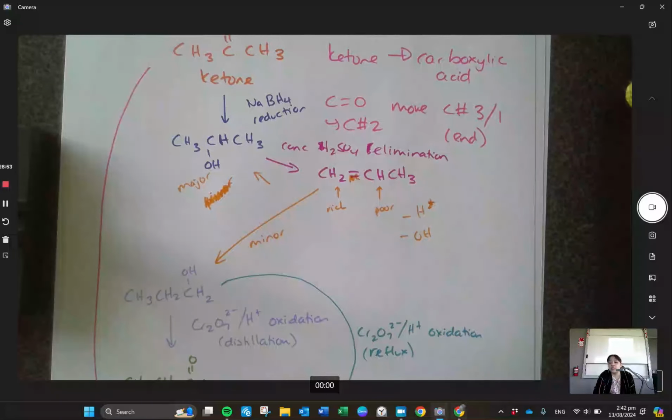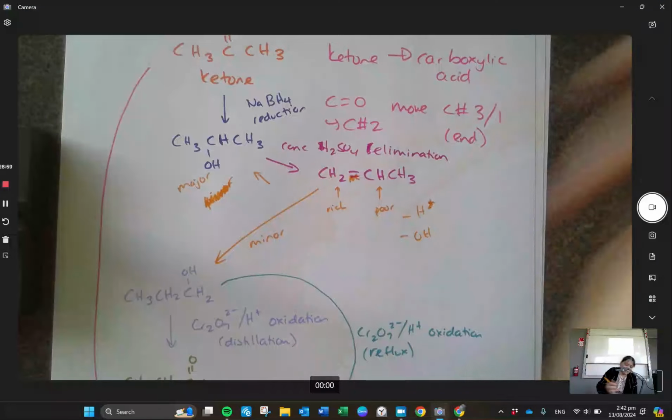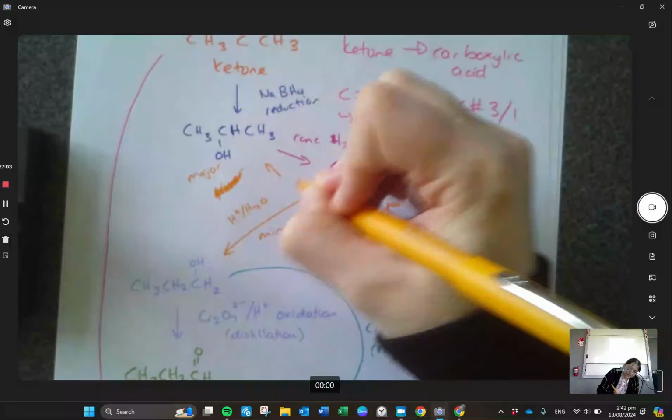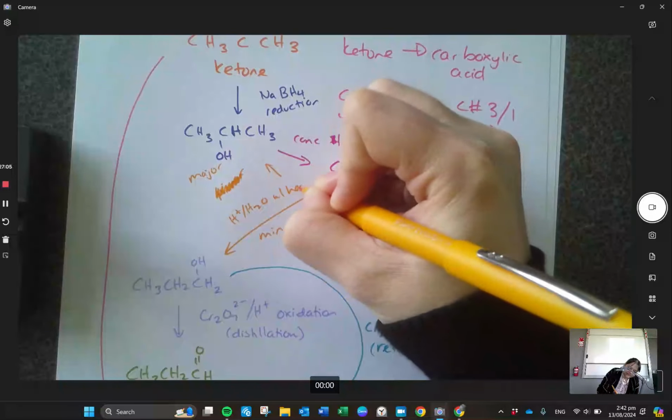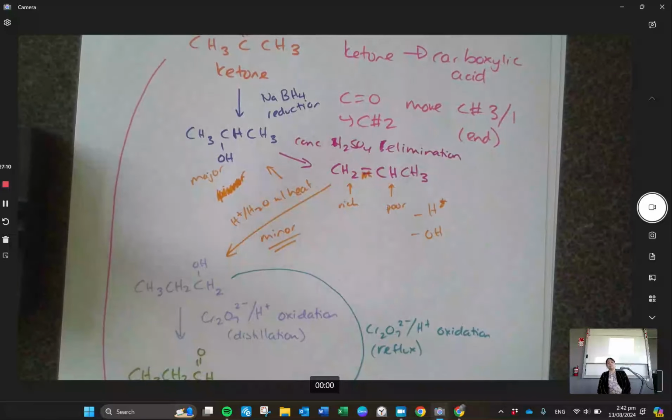So let's double check what we need reagent-wise. It looks like it's just acidified water and heat. So all you would need is H2O, and with heat. And you want to take the minor of that product. And then you go step it. And that's how you get from one spot to another.